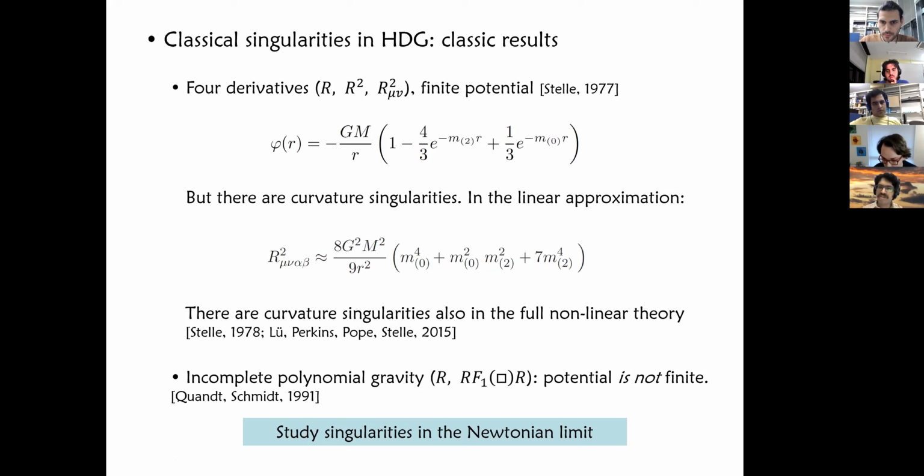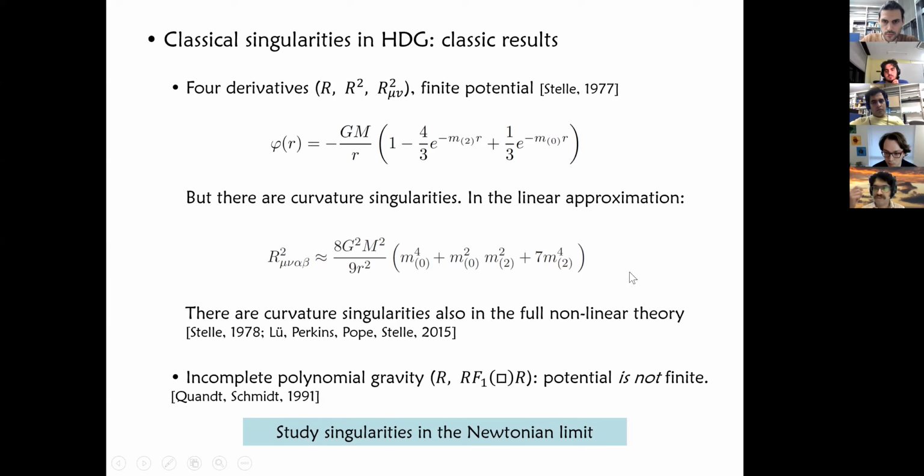As I told you, it is very complicated to do the analysis in the full nonlinear theory. There are many terms to consider. The nonlinearity is also very complicated. So I'm going to study the simplest singularities, which are the Newtonian limit and the field generated by a point-like mass. So the action that I'm going to consider is this one.